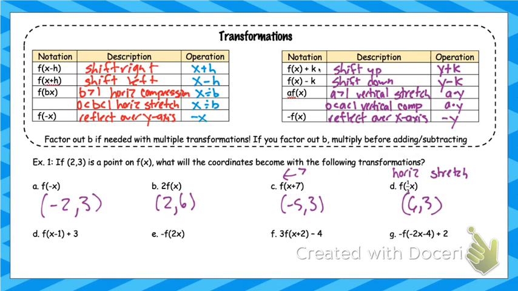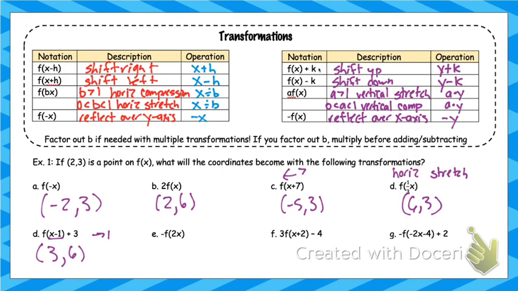D has 2 transformations. Now, when it comes to multiple transformations, you need to be careful, but they're a little bit easier if there's only one horizontal and one vertical. Horizontal and vertical transformations won't affect each other. The horizontal transformation, which is right 1, is only affecting the x-coordinate. So my new x-coordinate, I'm going to take 2 and add 1, which puts me at 3. Then to get the y-coordinate, I take 3 and add 3, which puts me at 6.